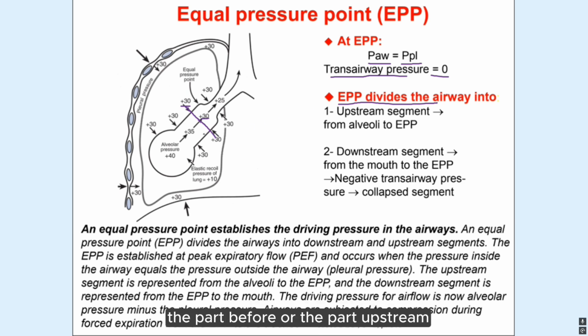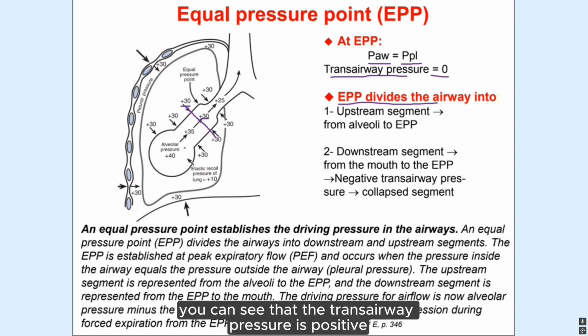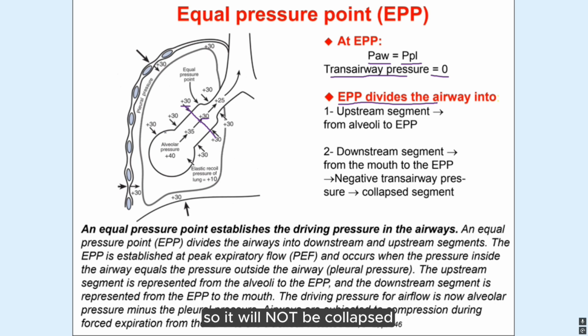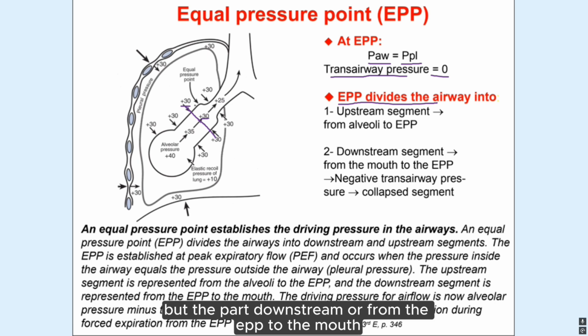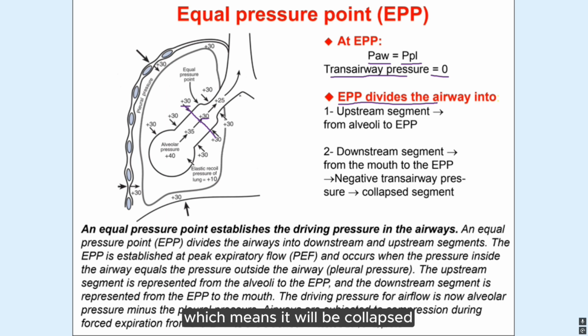Now, the EPP divides the airway into two parts. The part before, or the part upstream, you can see that the transairway pressure is positive, so it will not be collapsed, it will be expanded. But the part downstream, or from the EPP to the mouth, you can notice that the transairway pressure becomes negative. 25 minus 30, so that's negative 5. Transairway pressure is negative, which means it will be collapsed.